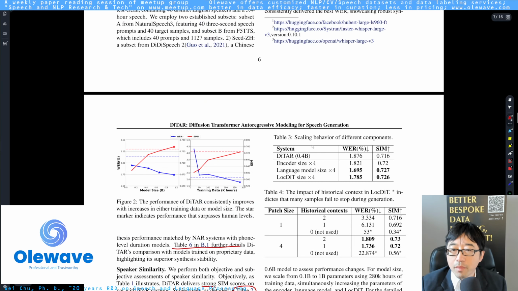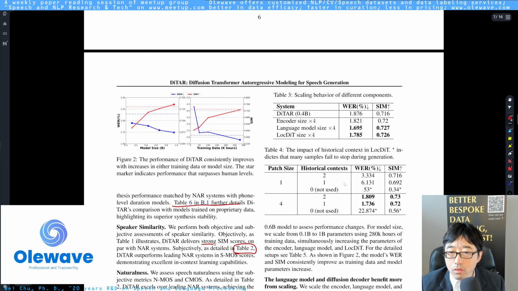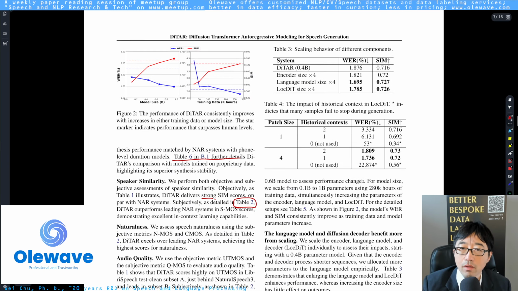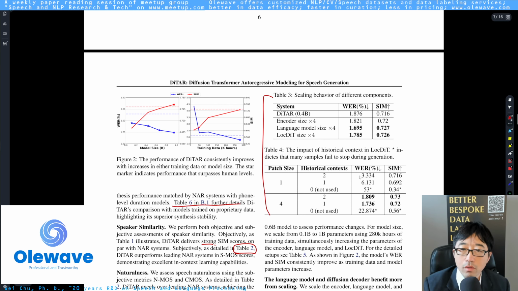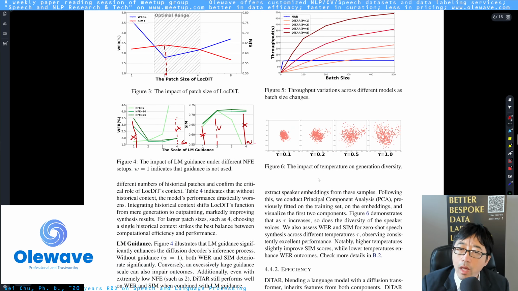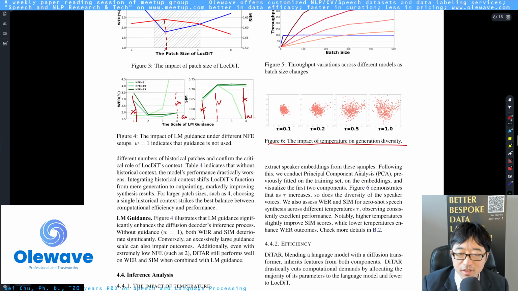Yeah, the scaling behavior. Okay, once you increase the model size, you can see the word error rate drop and the similarity increase. Not very significant, very much. Is it significant? I agree. Historical context on some application study. That is, I was talking about table 3 and table 4. Okay, I'm trying to cover all the tables. Okay, impact of temperature on generalization diversity. Okay, I see that. Interesting to see.